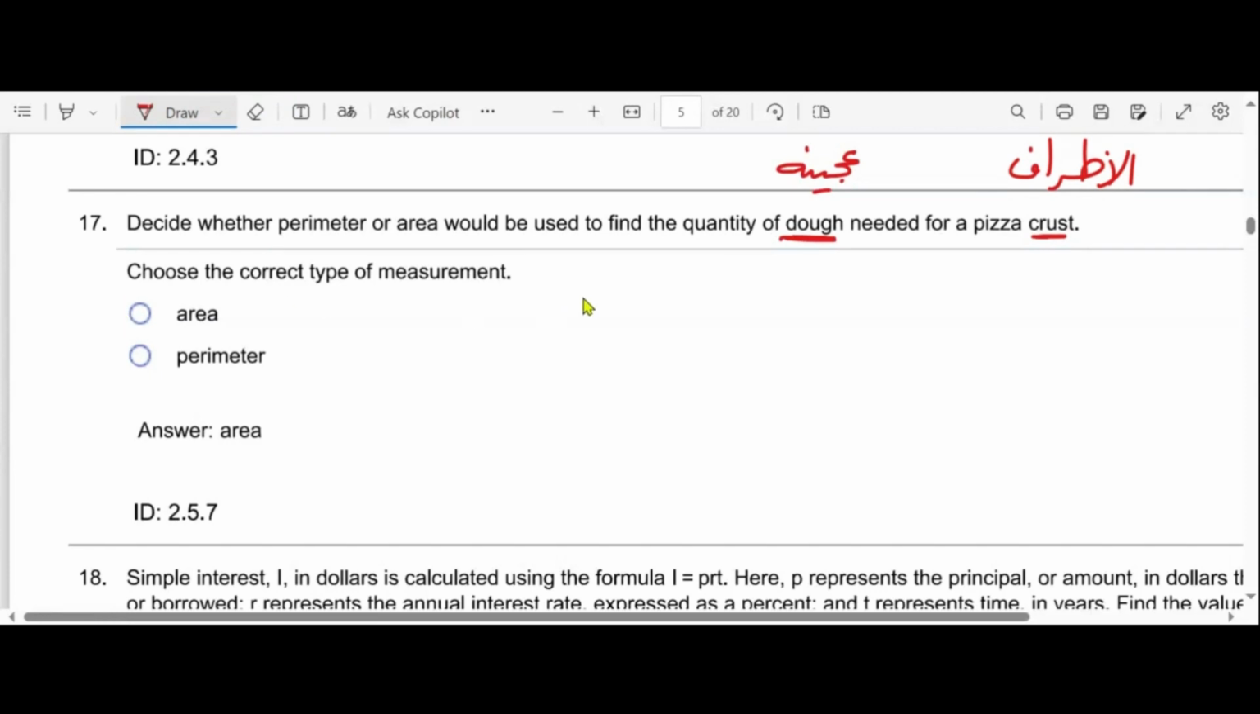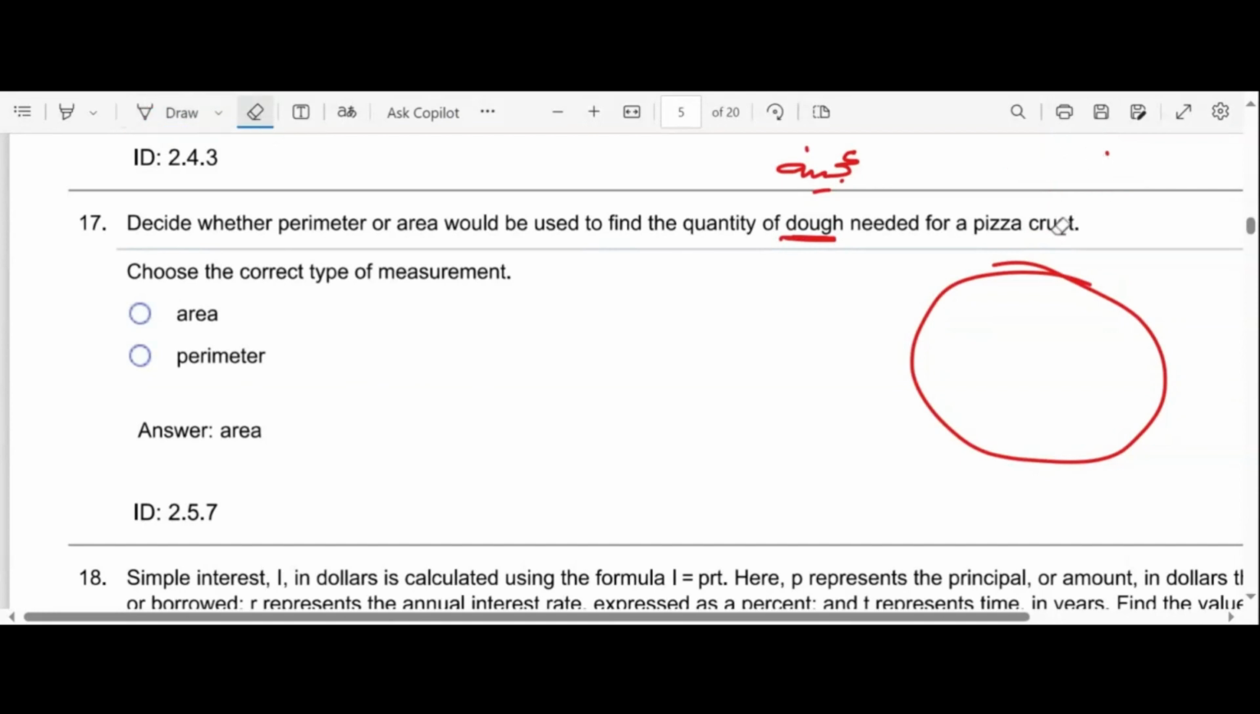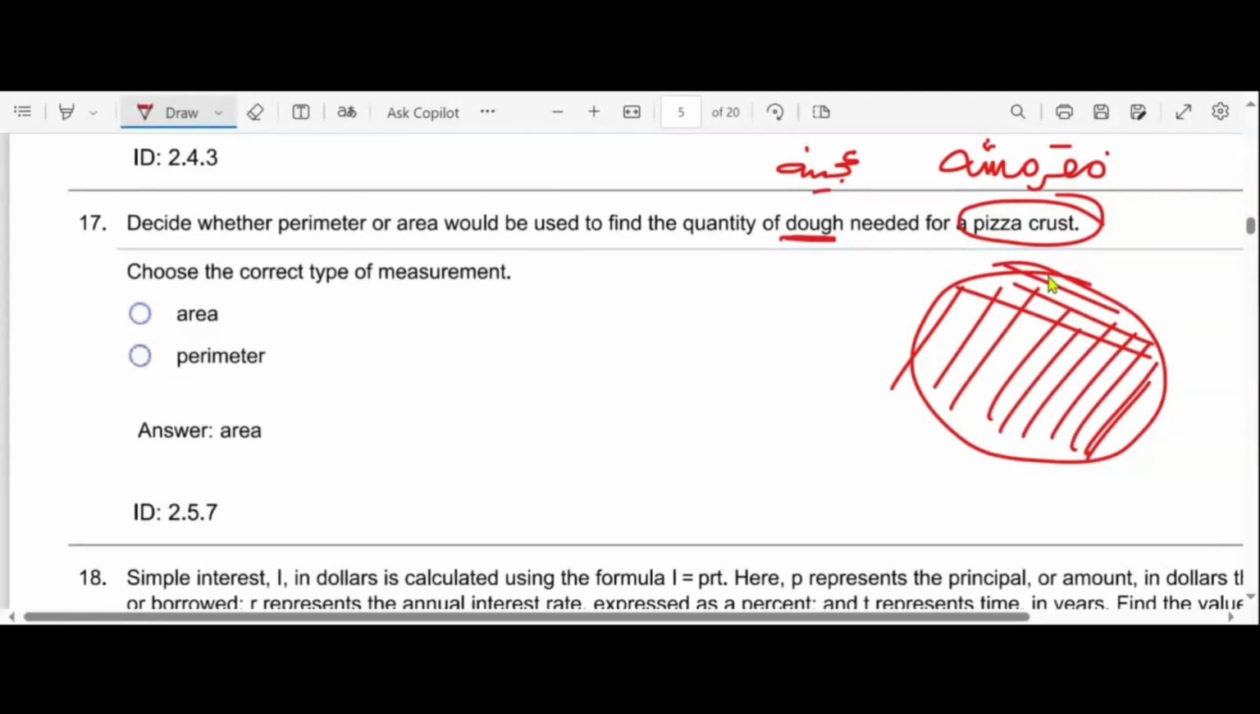All right. So what he needs for the outside? Perimeter. You need perimeter or area? Perimeter. No, crust is not the edges. It's just a type of pizza. Pizza crust means the pizza base. Okay. So you need dough, right? What is dough? So you need the whole thing, right?